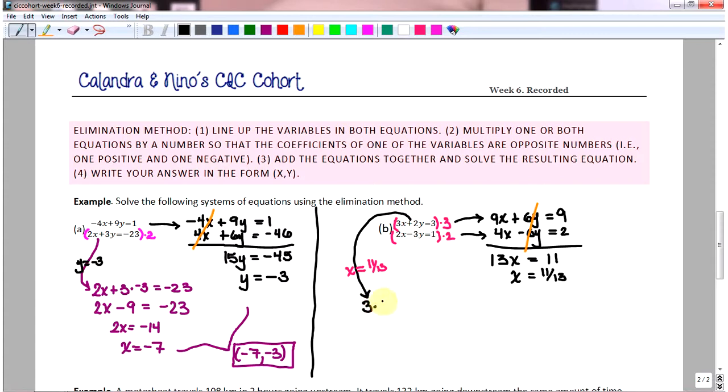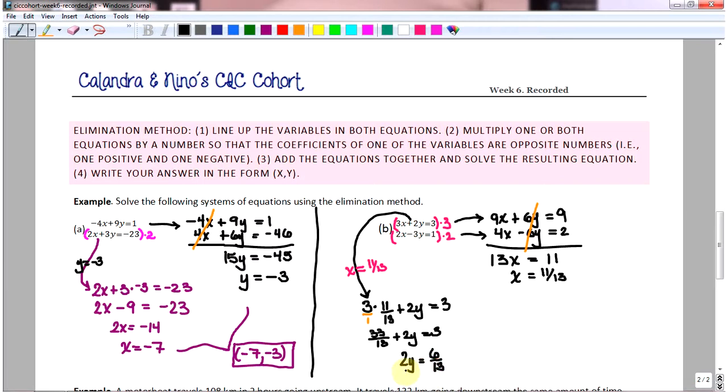So I have 3 times 11 over 13 plus 2y is equal to 3. So I have 33 over 13 plus 2y equals 3, because remember that 3 is really 3 divided by 1, and you multiply fractions straight across. Now I need to subtract 33 over 13 from both sides. I'm going to use my scientific calculator to do that. So I have 3 minus 33, and I'm pressing my fraction key, 13 equals, and that's going to be 6 over 13.